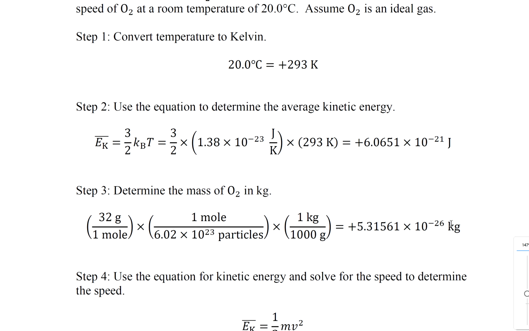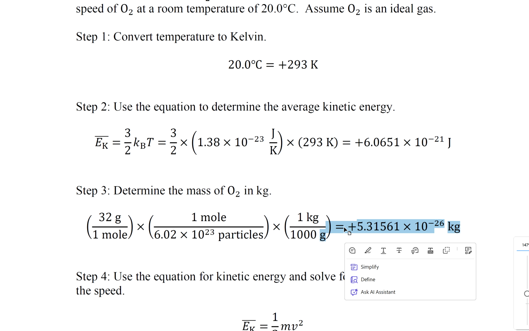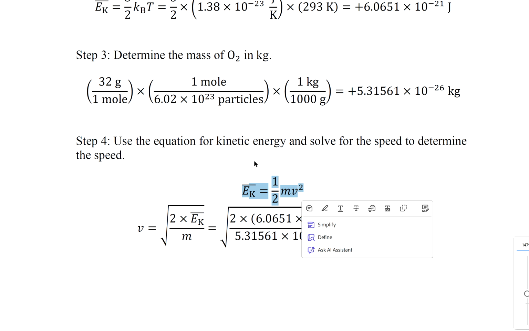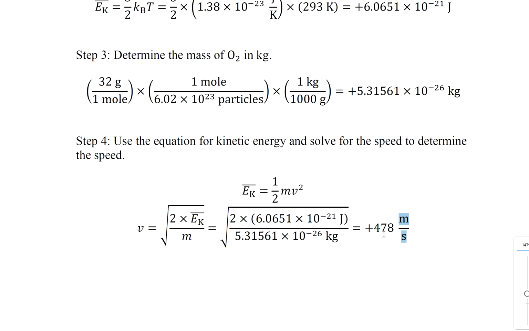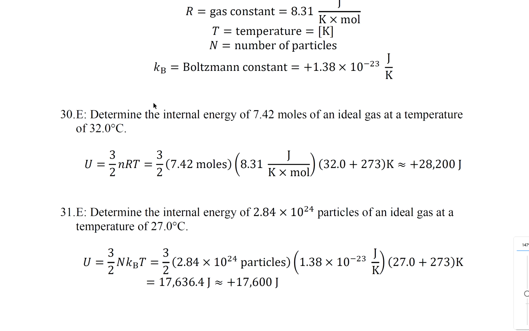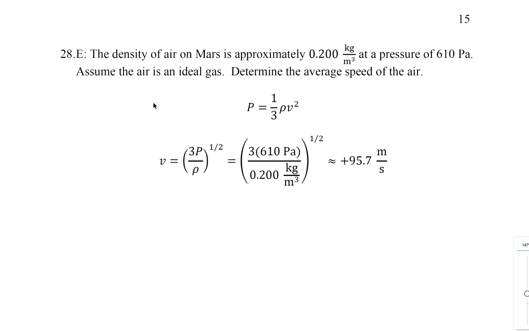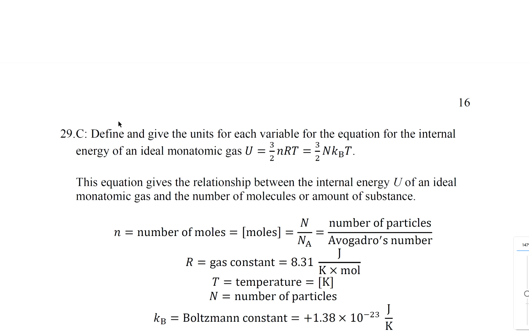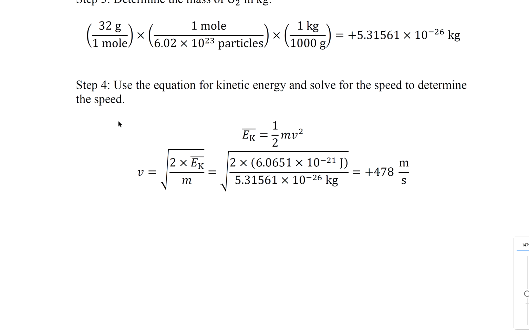Step 3, we have to find the mass of O2 in kilograms. Step 4, use this equation, 1/2 mv squared, to find the speed. It's about 478 meters per second. Now this is good because our solution for 32 is similar to our solution for 27, which is the average speed of air. So these two numbers are very similar to each other.